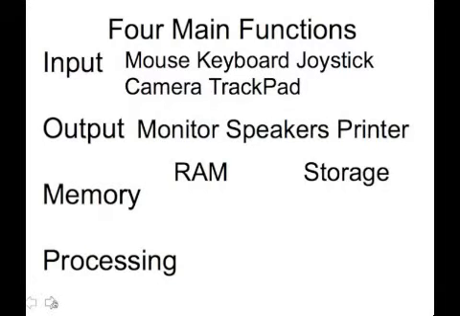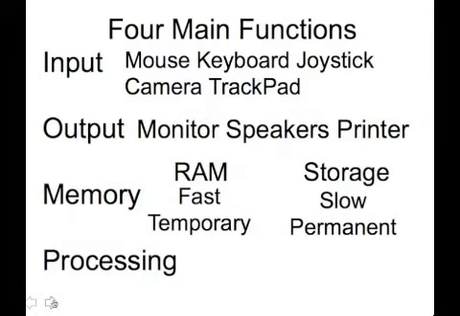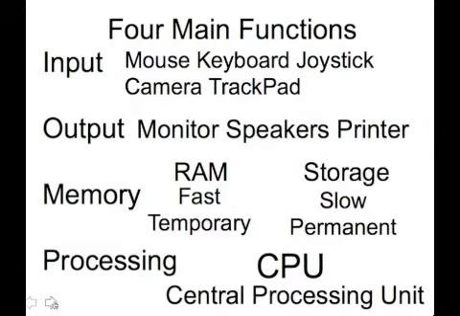Then we got the two different kinds of memory. The RAM memory, or random access memory, that is fast but temporary, the memory the computer actually uses to execute programs. And storage memory, like hard drives, CDs, jump drives, it's slow but permanent. And finally, processing, which is done by the CPU, or central processing unit. Sometimes we simply refer to it as the microprocessor.